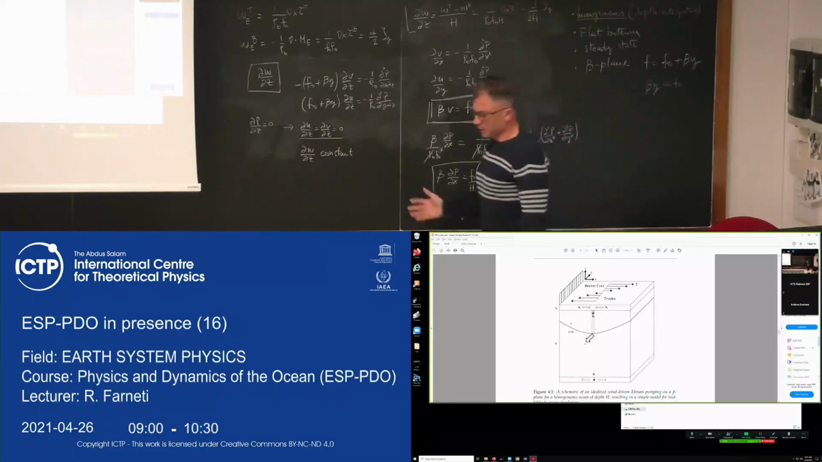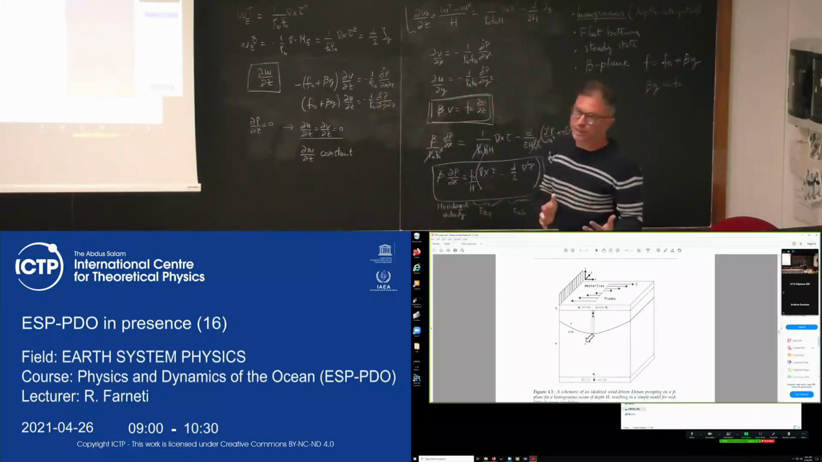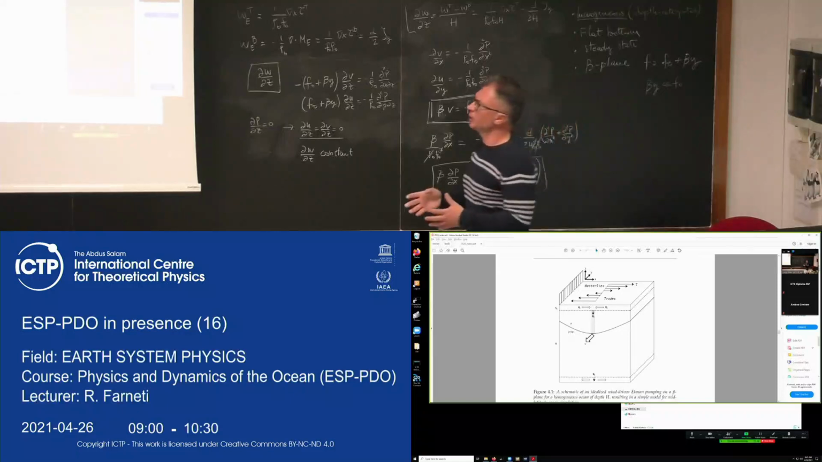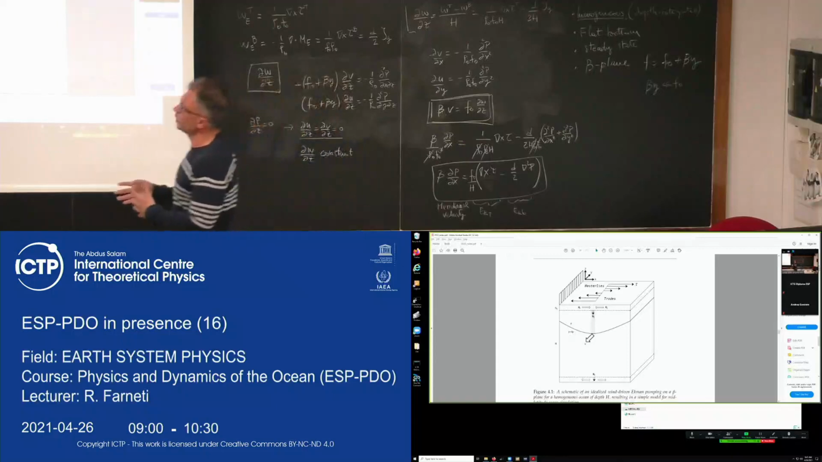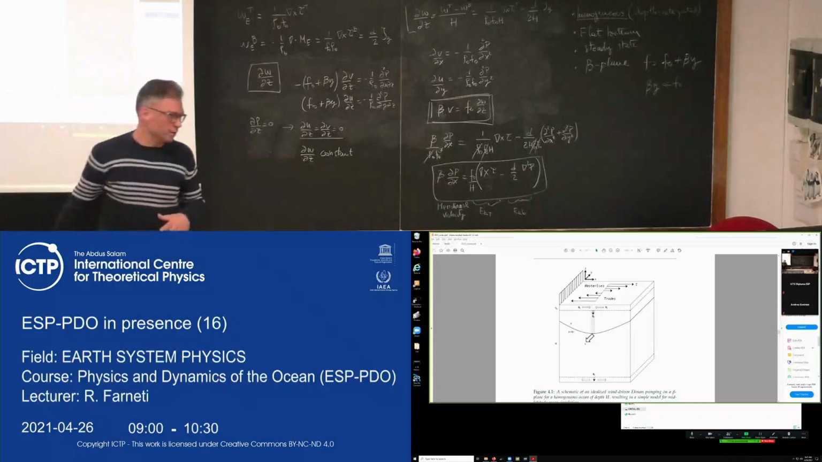So we will see that there is another way of dissipating this input of vorticity, and that is with lateral friction. Okay, so momentum will not be dissipated at the bottom, but it will be dissipated with lateral friction, either on the west or on the east. And I guess you know the answer already.